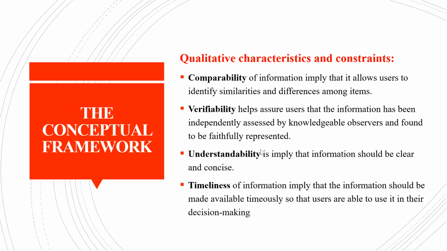Then it should also have the element or aspect of understandability. If information has the element of understandability, it implies that the information is clear and concise to the user. It's easy for them to interpret what is there. If information is vague, it means you can't interpret what is happening, and therefore you cannot make use of that information to your benefit.